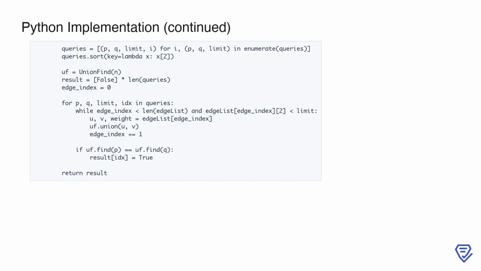Using a variable edge_index, we iterate through the queries. For each query, we process all edges with weights less than the current query's limit, uniting the nodes connected by those edges. After processing the relevant edges, we check if the two nodes in the query belong to the same connected component using the find method. If they do, we mark the result for that query as true. Finally, the result list, which contains the answers in the original query order, is returned. This approach ensures efficiency by leveraging the sorted order of both edges and queries to minimize redundant operations.